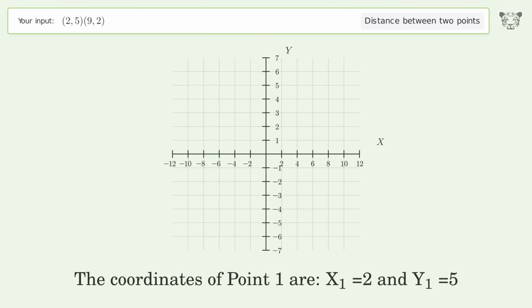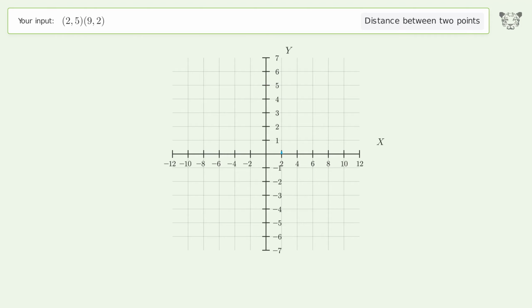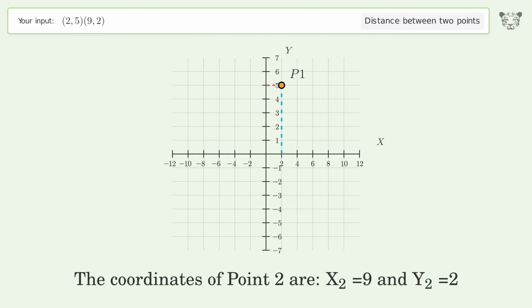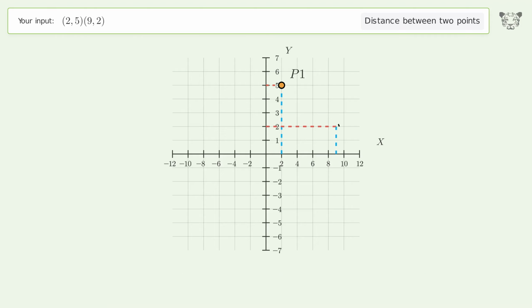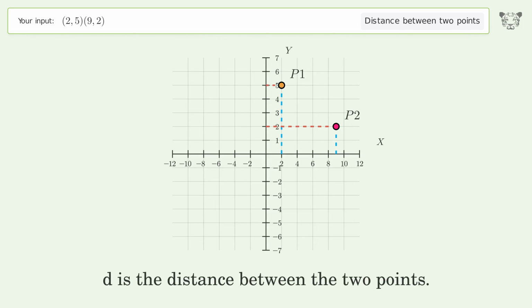The coordinates of point 1 are, x1 equals 2 and y1 equals 5. The coordinates of point 2 are, x2 equals 9 and y2 equals 2. D is the distance between the 2 points.